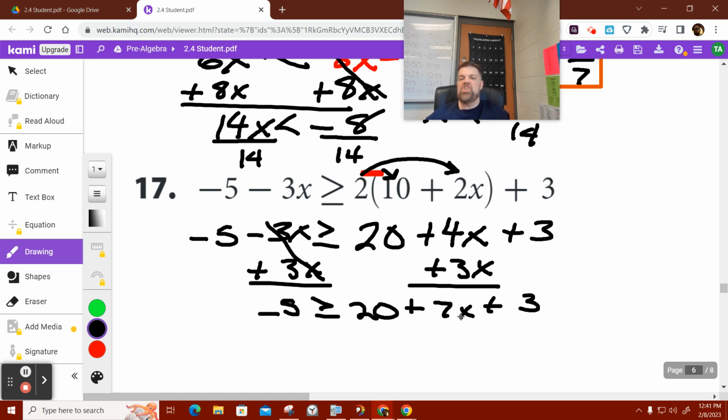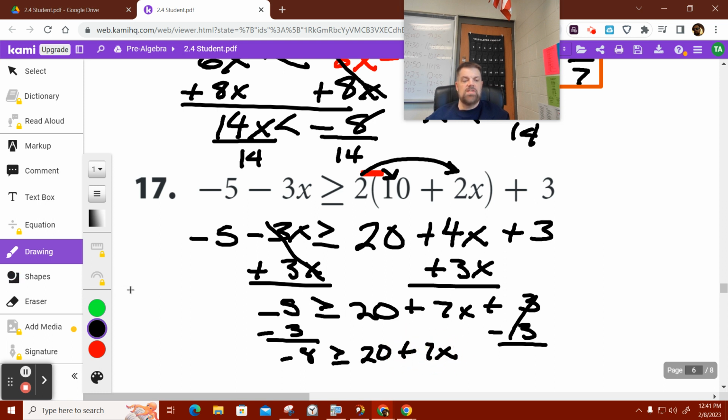One person suggested that you combine like terms. Now, combining like terms, 20 plus 3 would be 23, and then we could subtract 23 from both sides. But if you don't think of that, you'll get the same answer if you just subtract 3 from both sides. Okay. These cancel, and now I've got negative 8 is greater than or equal to 20 plus 7x.